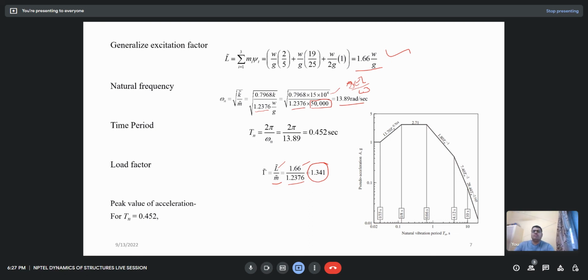Multiply. First look at what the range is. In this range, my period is 0.452, so the period is in this range, up to 2.71. So my Sa by g would be 2.71. If my period were higher than 0.66, then my Sa by g would be 1.8 divided by the Tn. So at Tn equal to 0.452, my Sa by g is coming out to be 2.71.